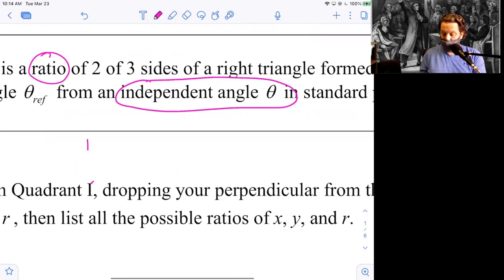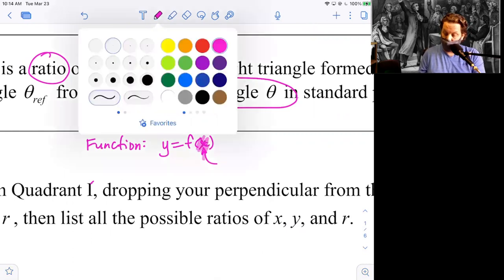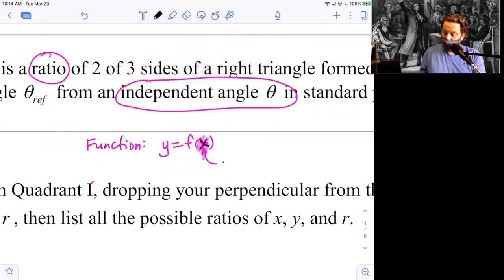So every function has an input and an output, right? y equals f of x, that's how we read that. Remember, x is your independent variable. It's your input. And then f of x itself, or y, that's your dependent variable, which is your output.